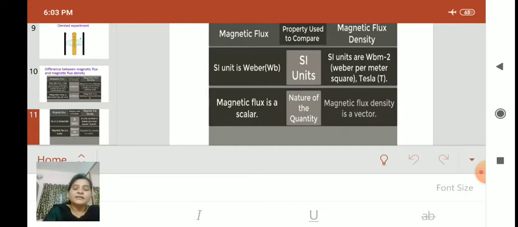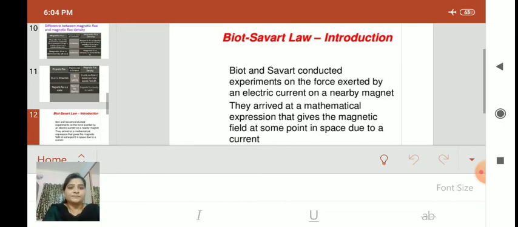The magnetic flux is a scalar quantity because it is a dot product of two vectors. Phi B is the dot product of the magnetic field and the elemental area. If we consider it as elemental area, or the area is A, then those two are vector quantities. So it is a dot product of two vectors, so it is a scalar. And the magnetic flux density is a vector.